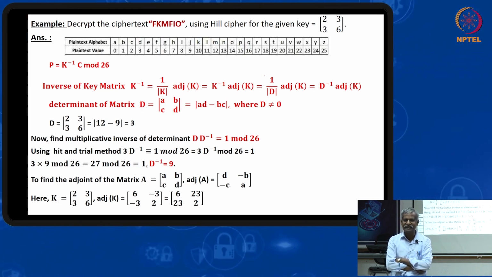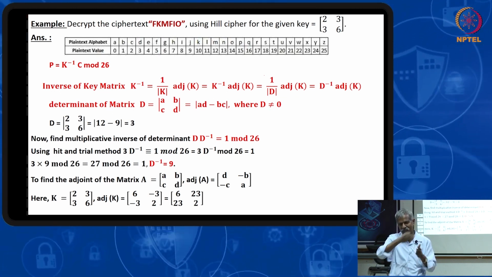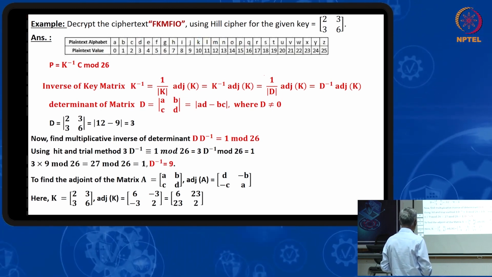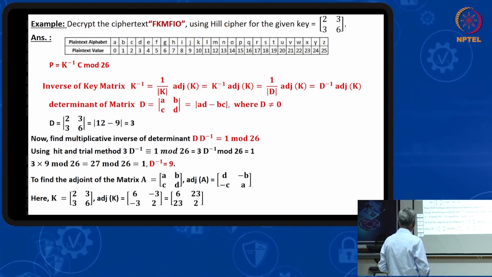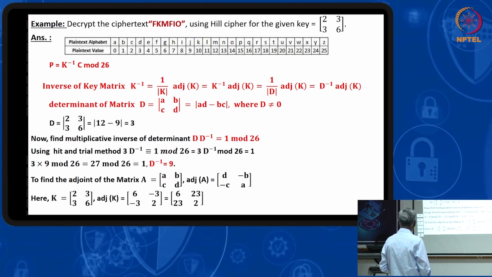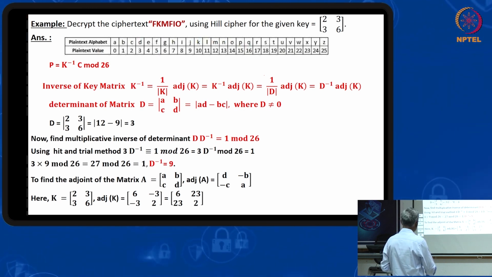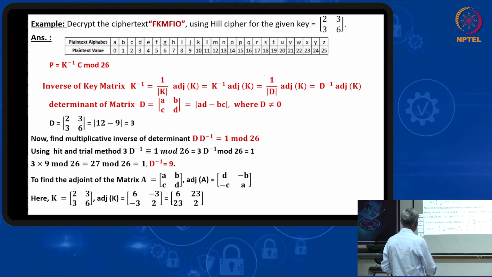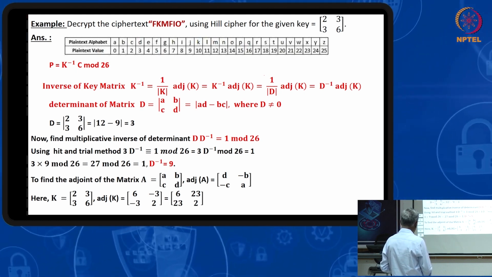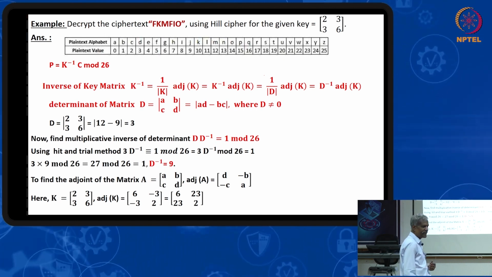So determinant A, how will you find? The corresponding matrix you will be writing in determinant form. Just you have to cross multiply. If it is a 2 by 2 matrix, the determinant of ABCD equals AD minus BC. Now the determinant is 2, 3, 3, 6. You know the key. First row is 2, 3. Second row is 3, 6. If you expand the determinant, what you are getting? 12 minus 9 is 3.